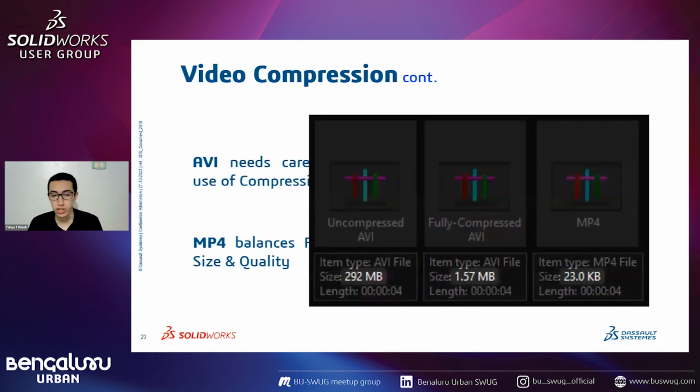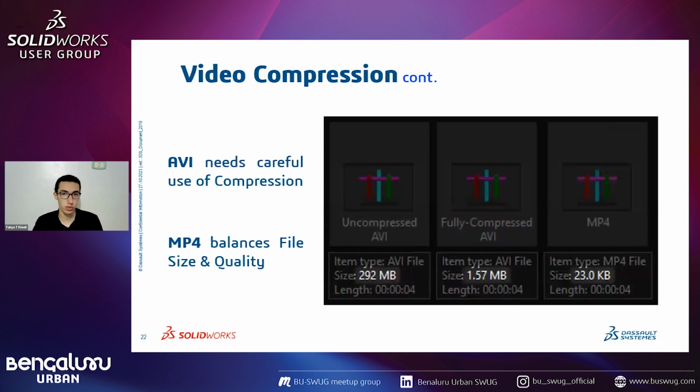So in conclusion, if you're going to use AVI, you must take compression very seriously, and you just can't choose any number and hit OK, because as you saw, it really does change how the animation looks. On the other hand, SolidWorks, when it exports MP4, neglects all of that. Everything is done in the background, and it just gives you a perfect example for the real balance between file size and video quality.